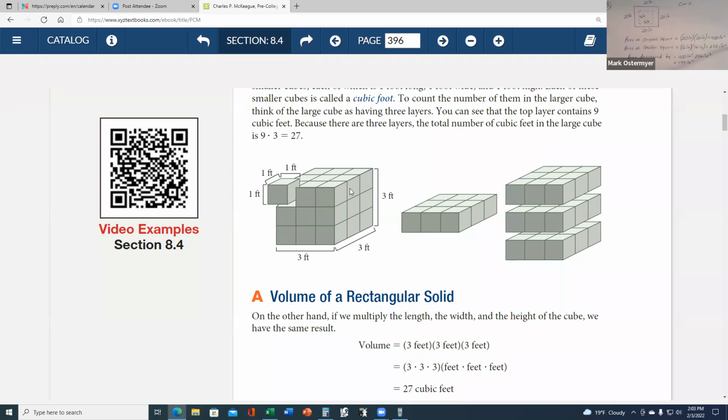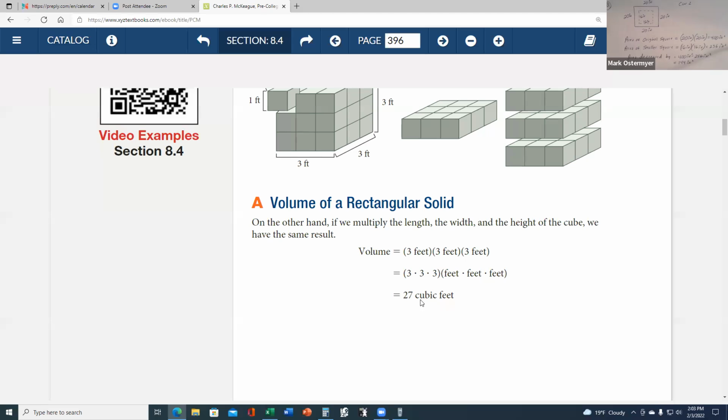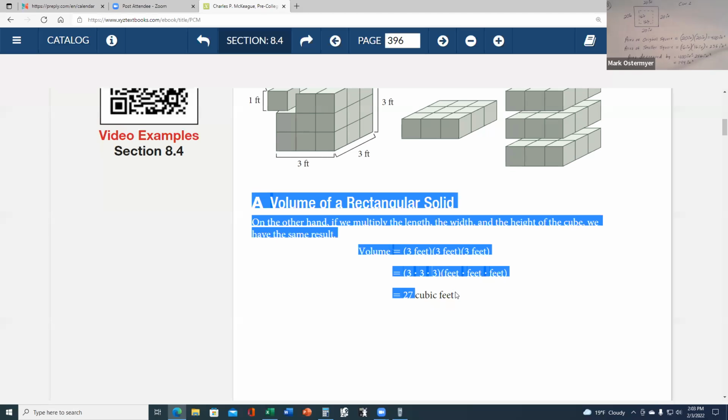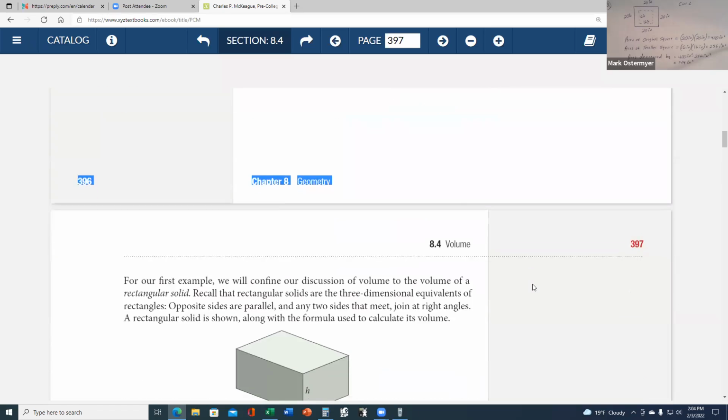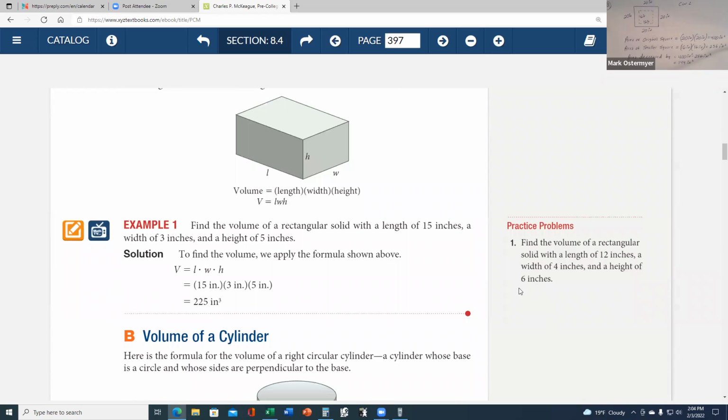Instead of partitioning this box up into cubes and counting all the cubes, an easier way is this. To compute the volume of a box, it's nothing more than taking the product of the length times the width times the height. So 3 feet times 3 feet times 3 feet gives you not 27 feet, not 27 square feet, but 27 what kind of feet? Cubic feet, because feet times feet times feet, ladies and gentlemen, is cubic feet. All right. So here is the volume formula for any box. To compute the volume of a box, you take the length times the width times the height.